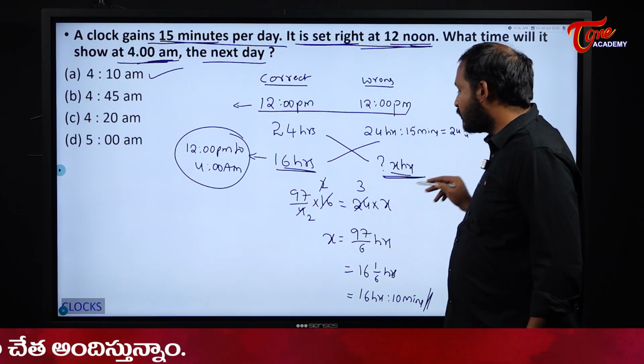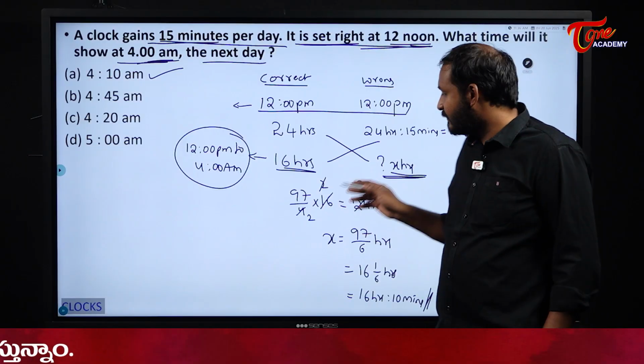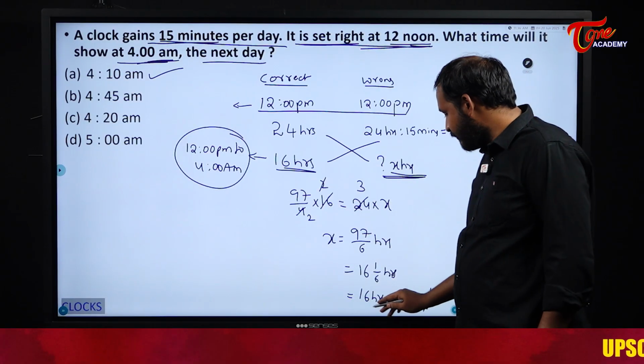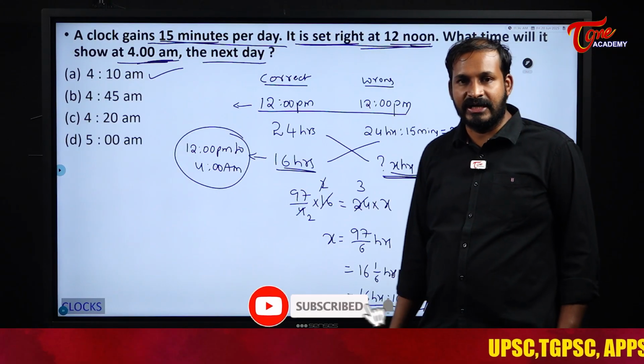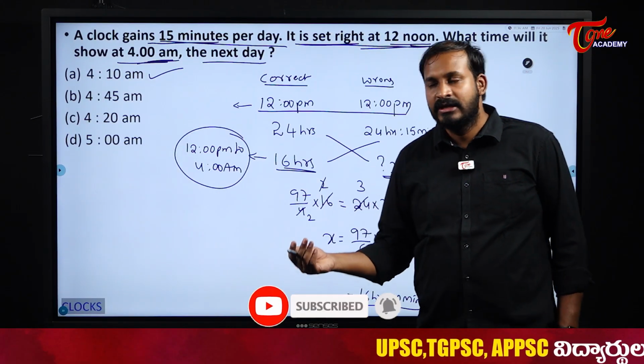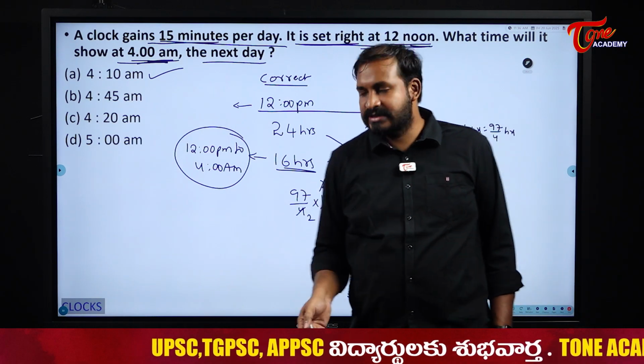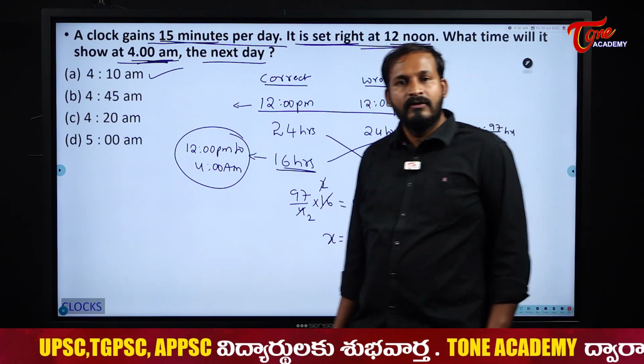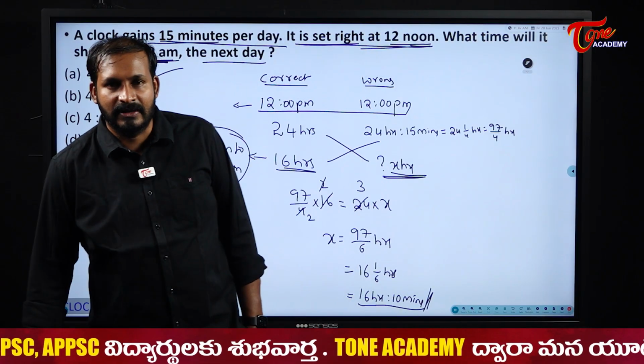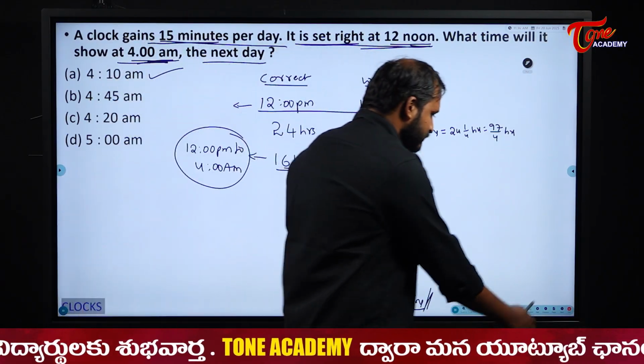Then in my wrong clock, how much? We don't know. We will compare it, call it X, and we came to know that it will run for 16 hours 10 minutes. It is 10 minutes more, right? So simply, they have given us the correct time. What is it? 4 a.m. So 4 a.m. plus 10 minutes, what does it become? 4:10 a.m. Clear, students? We will solve the next question.